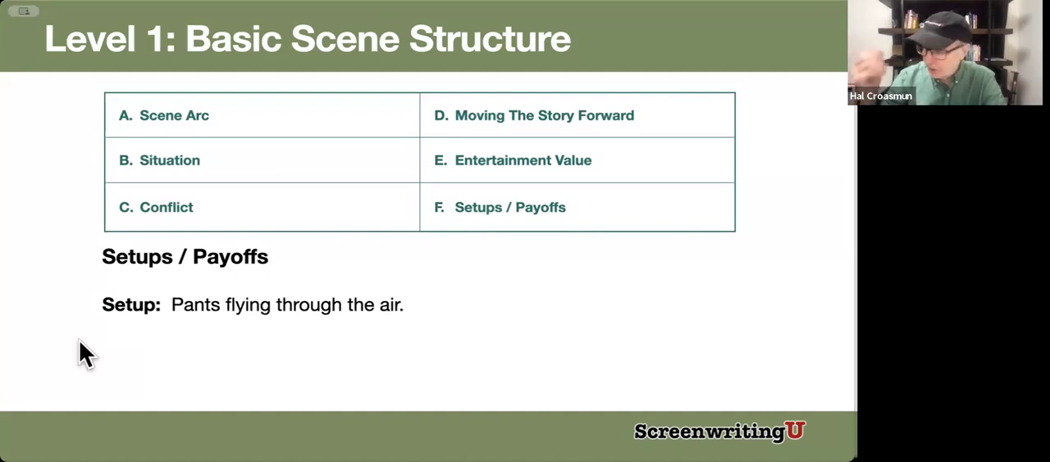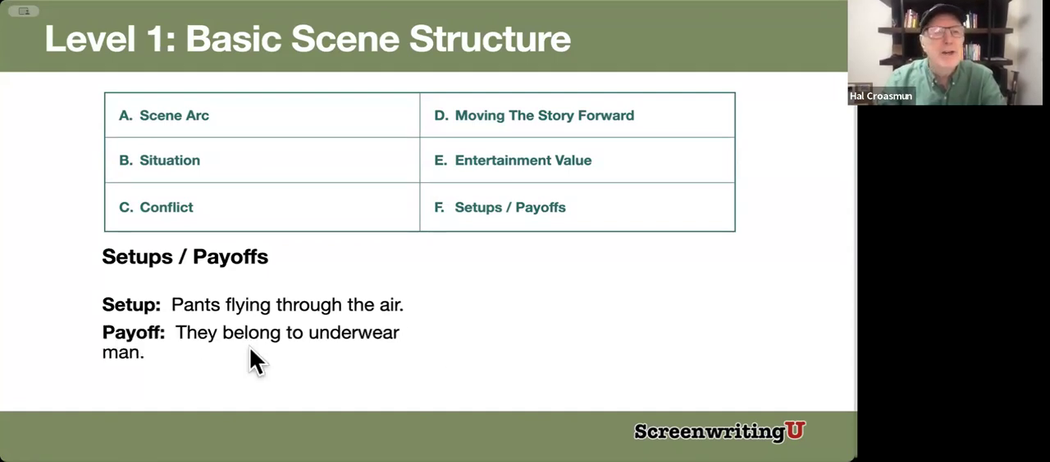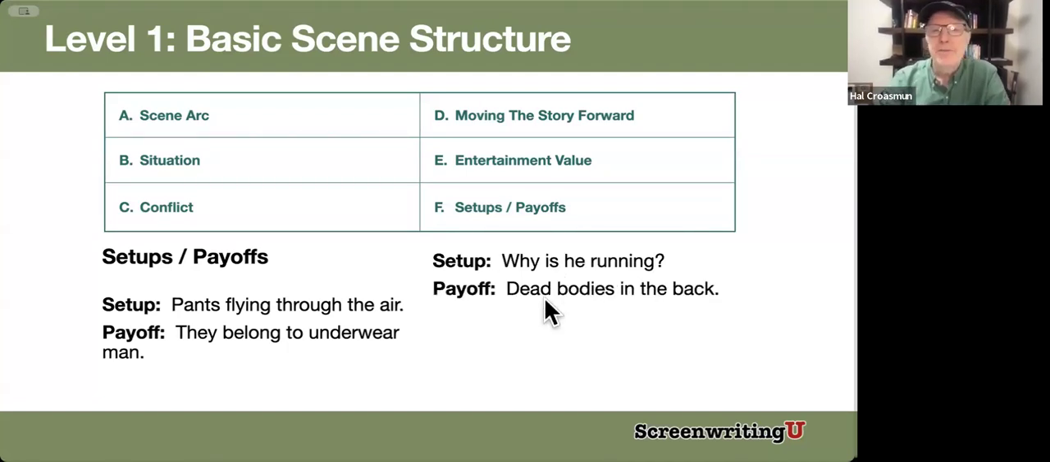And again, just notice how much stuff was built into this scene. A setup, the pants are flying through the air. The payoff, they belong to Underwear Man. Now, you might have perceived the payoff differently. You might have gone, oh my God, he's got no pants on. But we know where the pants are. The setup over here, why is he running? The payoff, there's dead bodies in the back.